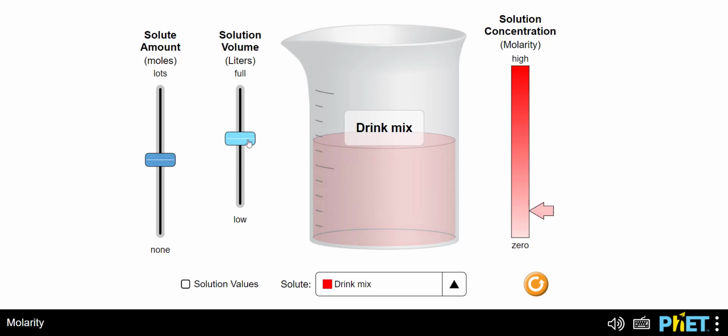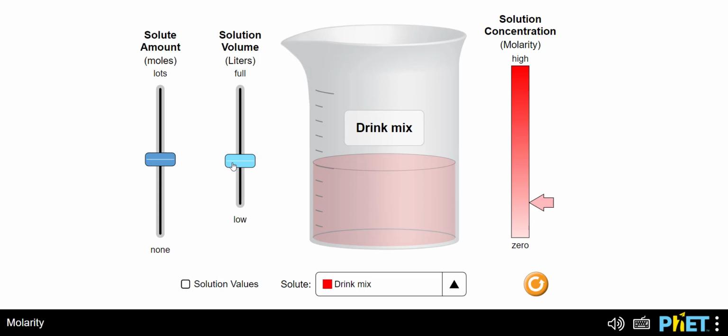If I increase the water, or the volume of the solution, you can see that the concentration goes down. I'm diluting the solution by adding more solvent, more water. If I leave the volume there, but decrease the amount of solute, or the amount of stuff in there, the molarity goes down. So by increasing the volume or decreasing the amount of solute, I can lower the concentration.